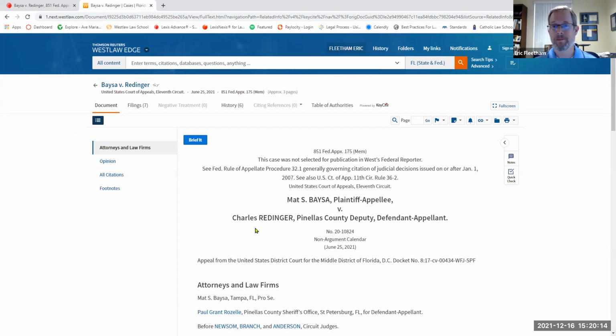So that's it. That's how you get to subsequent history. So make sure that you are looking at subsequent history anytime you see that language remanded. It's very easy in Westlaw and Lexis to do that. So there should be no reason why you are not looking at it. And frankly, you need to do that so you are completing your research.